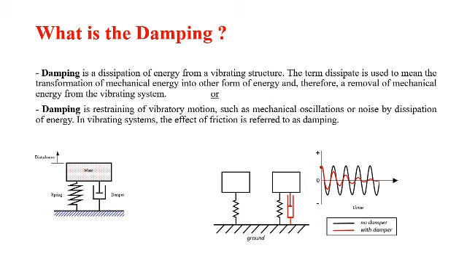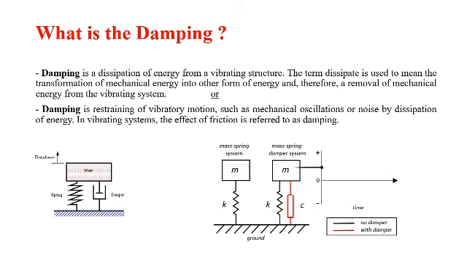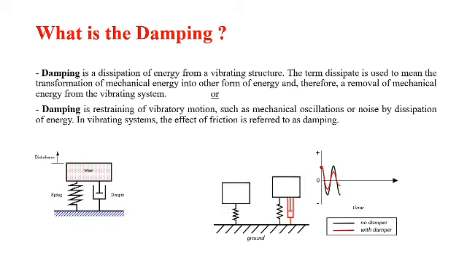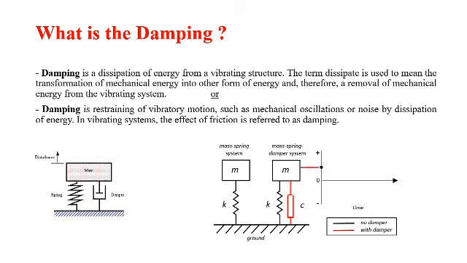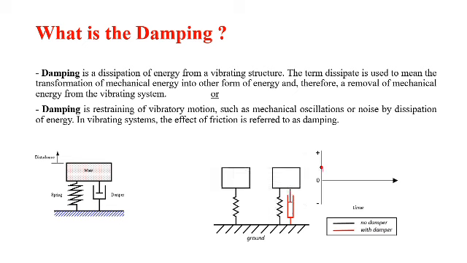The term dissipation is used to mean a transformation of mechanical energy into some other form of energy, and therefore removal of mechanical energy from the vibrating structure. In a vibrating system, the effect of friction is referred to as damping.